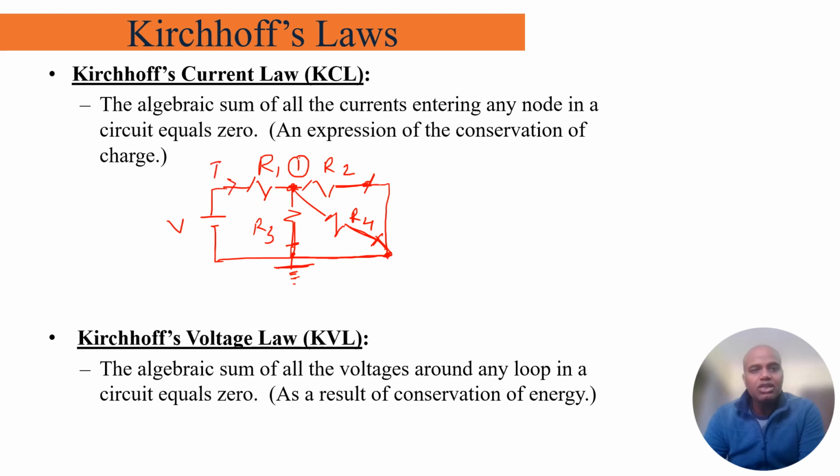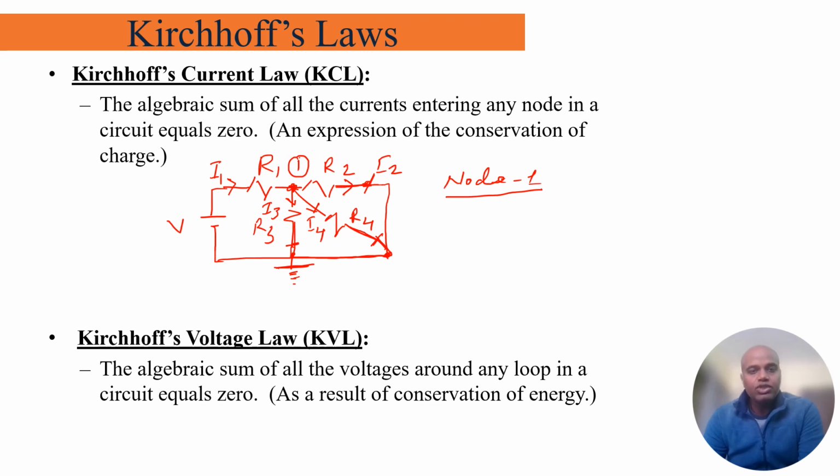Let's say this current which is entering is I1. This current in the R3 branch is I3. Similarly, let's say this current is I2, and this current is I4. So we can easily see that at node 1 we have 4 currents, which are either incoming or outgoing from the node.